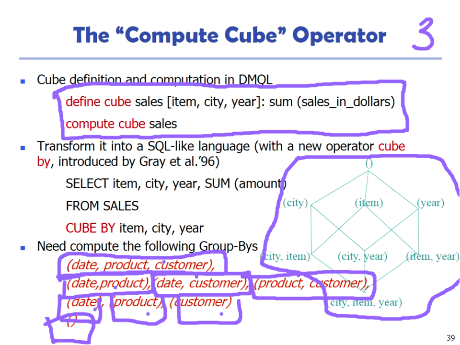But here we don't need to compute all the combinations. If we write CUBE BY, automatically we will compute all the combinations. So if we write CUBE BY, that means we will compute all the possibilities. It is clear?